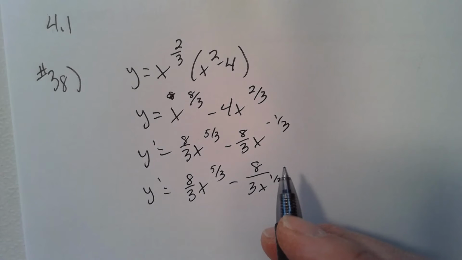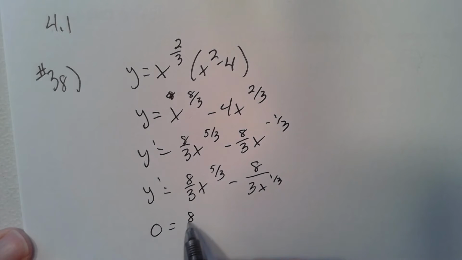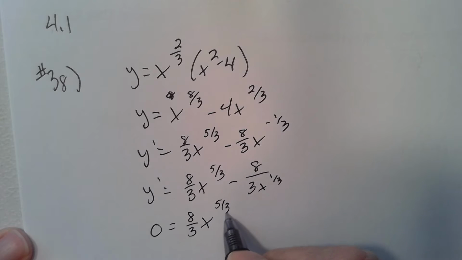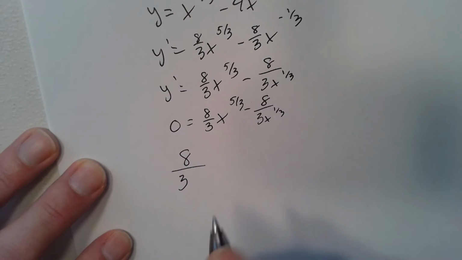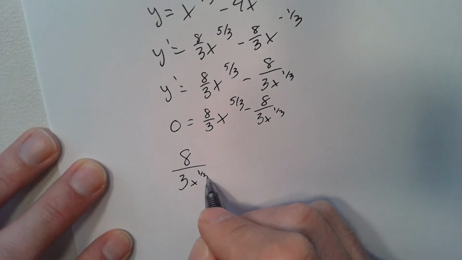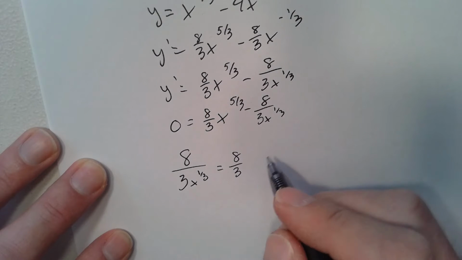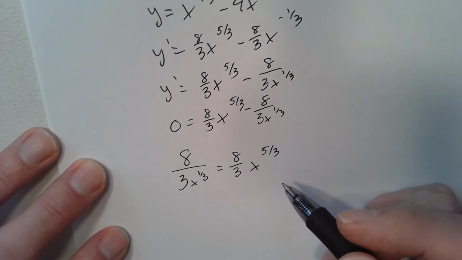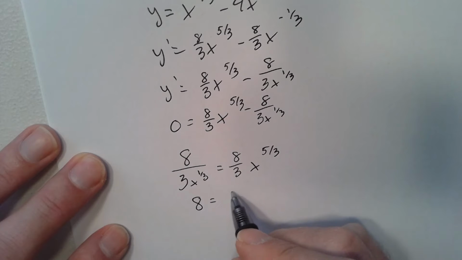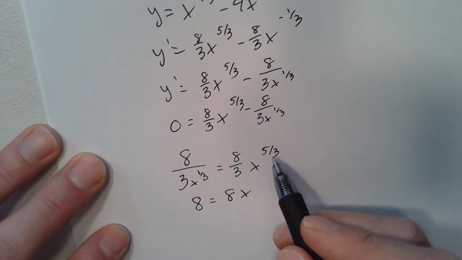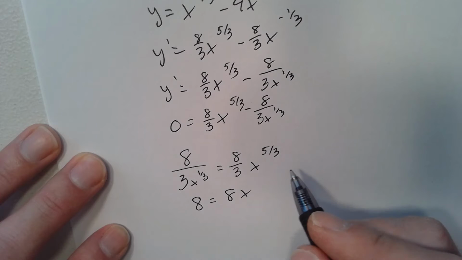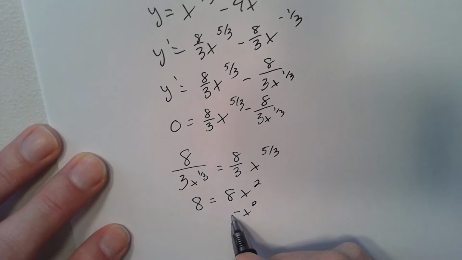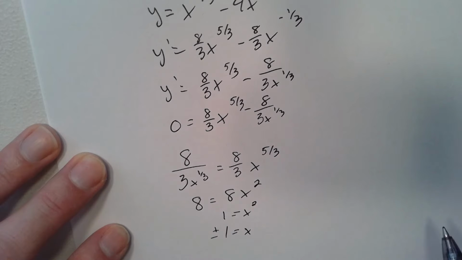We found the derivative, set equal to 0. So, I'll add that. Multiply by 3x to the 1/3. X to the 5/3 times x to the 1/3 is x to the 6/3, or x squared. So x squared equals 1. So x equals plus or minus 1.